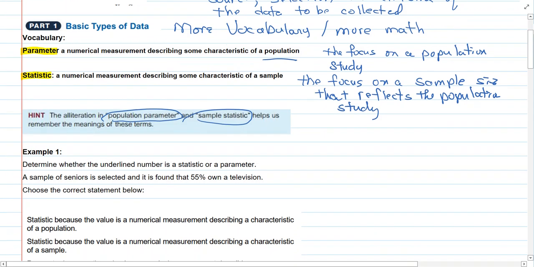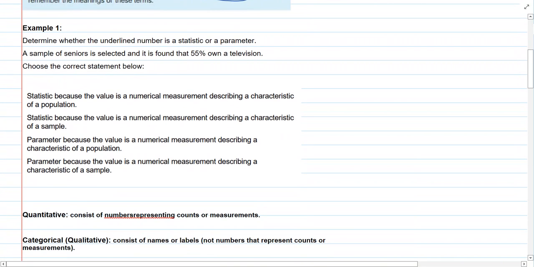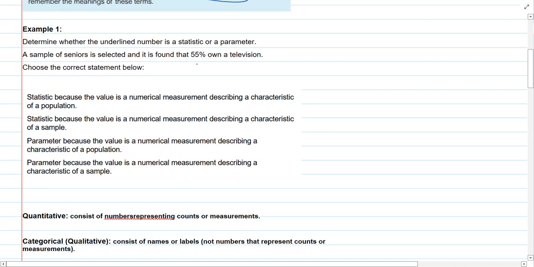So we're going to do an example. Determine whether the underlined number is a statistic or a parameter. All right, it is not underlined, so we're going to talk about that part right there. A sample of seniors is selected and it is found that 55% own a television. Choose the correct statement below.